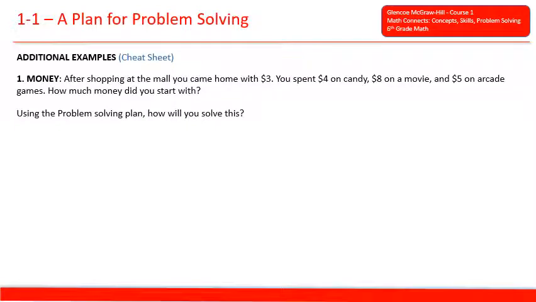So, using the problem-solving plan, how will you solve this? Add everything up you spent, plus the money that you came home with. So you came home with $3. You spent $4 on candy, $8 on a movie, and $5 on the arcade. And if you add those all up, that will equal $20.